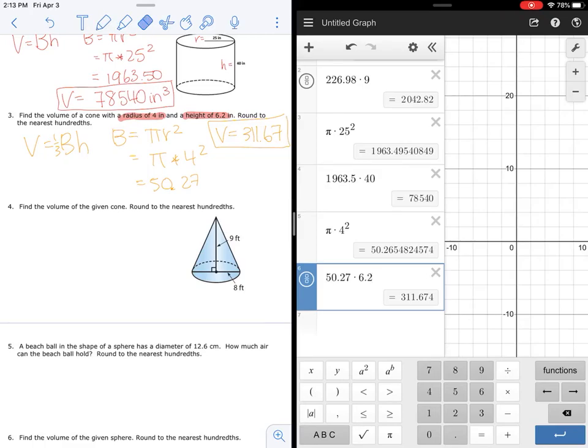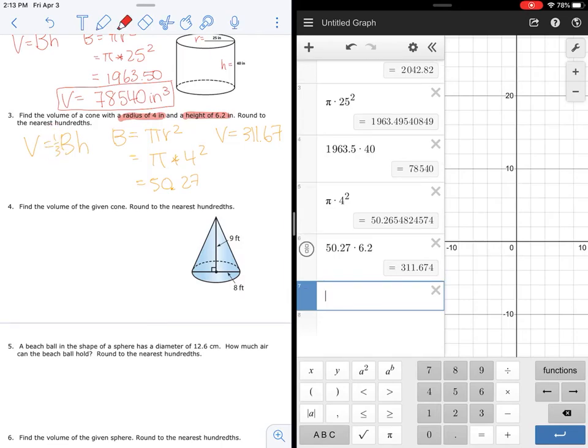Oh, not your final answer yet. Now we have to multiply that by 1/3 because of it being a cone. So don't forget that 1/3. And then I'm going to just plug it right into our calculator.